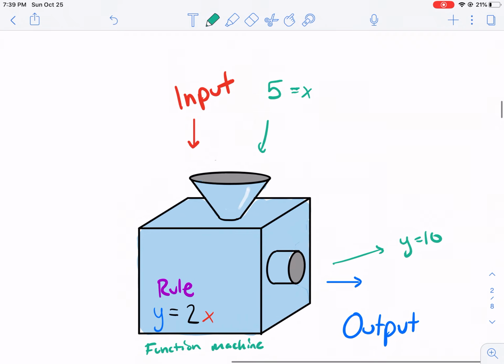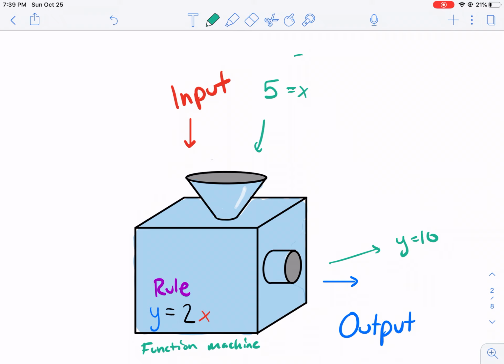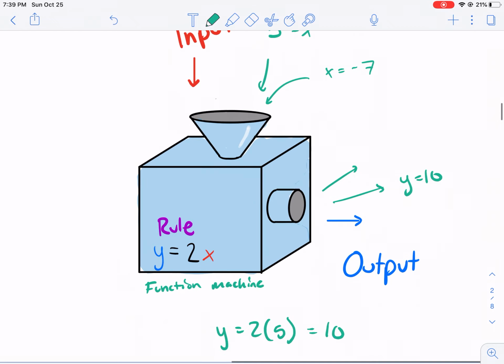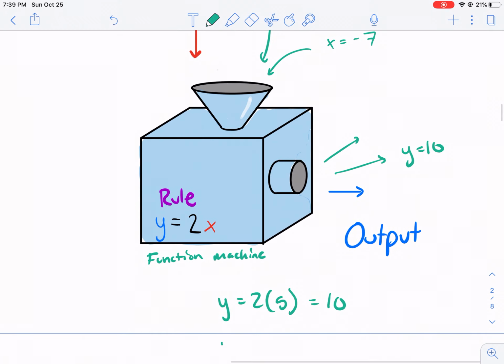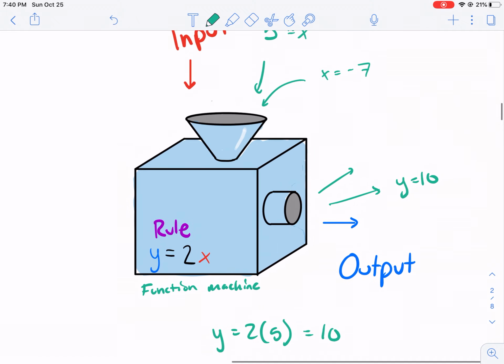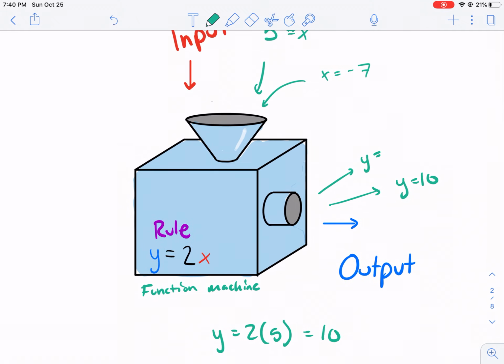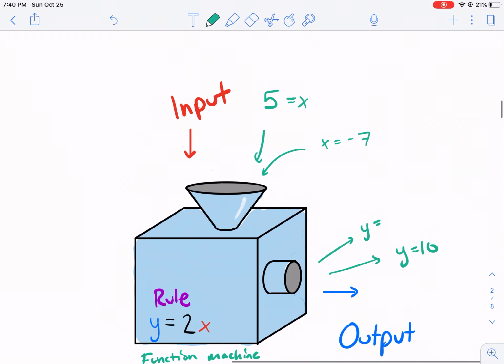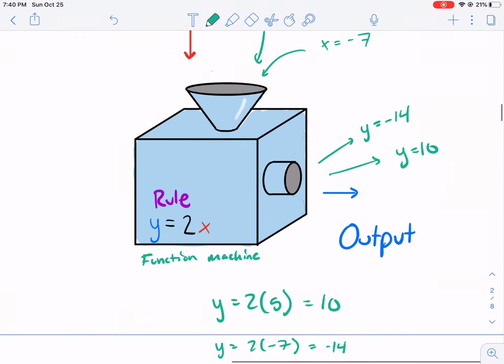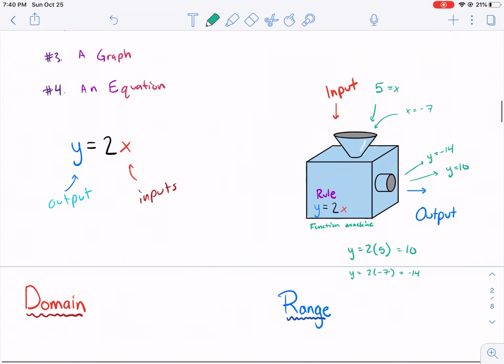You could do this again. You could choose -7 for x. This is a separate input. So x equals -7 is the input. Then our output, we put in -7. I'm going to go down here and show you the work. y equals 2 times -7. We get -14. So we had only one output, and that was -14. All right, so that's how a function works.